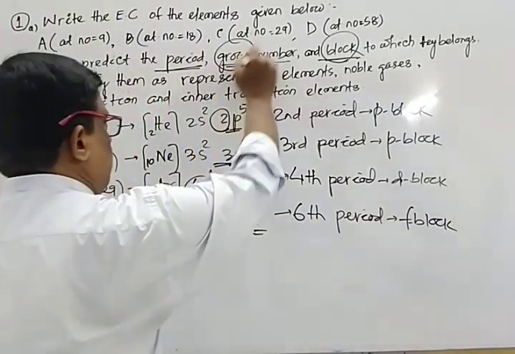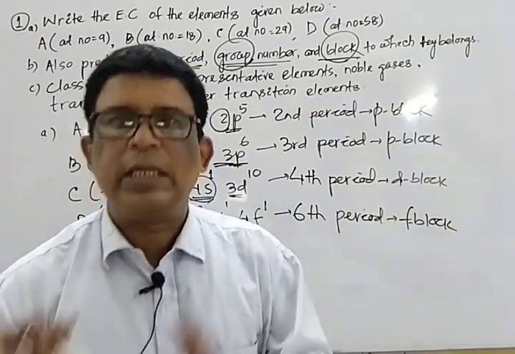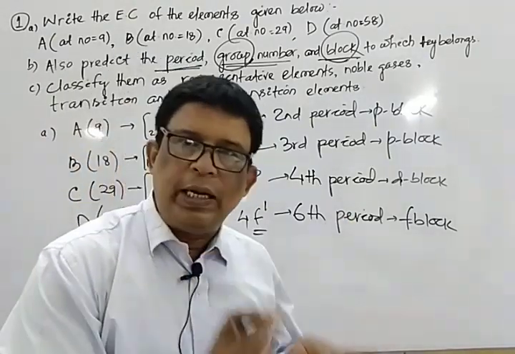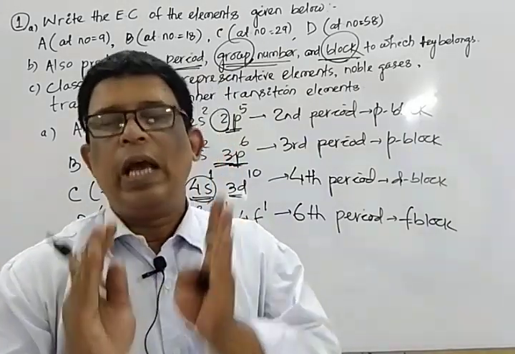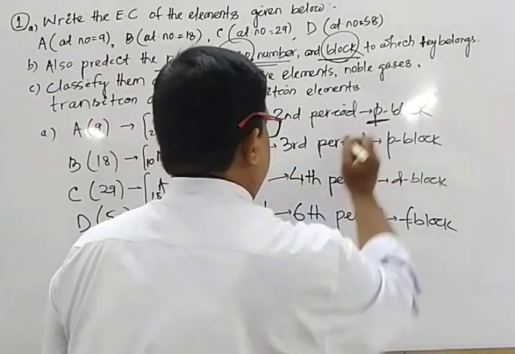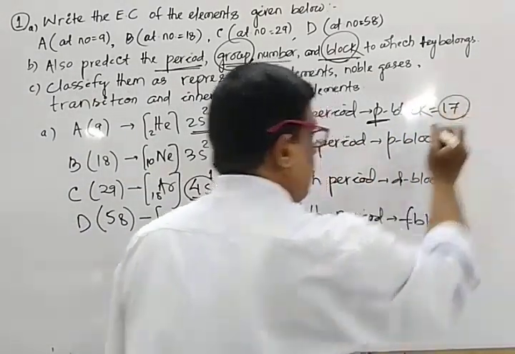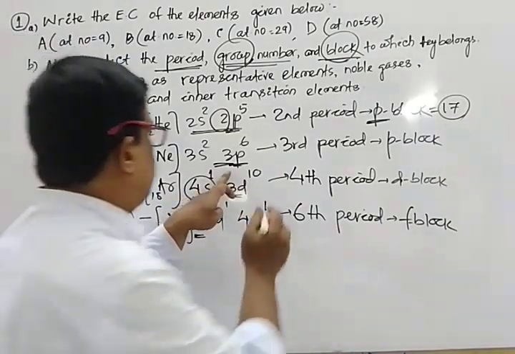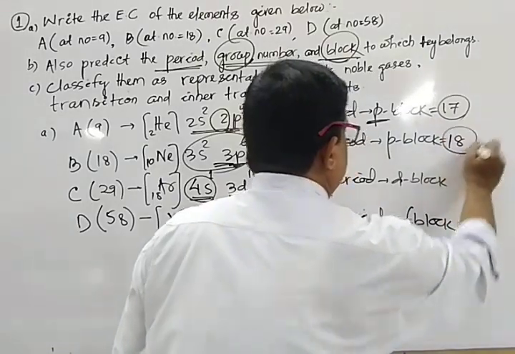Next is group number. We know for S, group number is the number of valence electrons. For P, group number is 10 plus valence electrons. For D, it is the number of electrons present in the penultimate (n-1) d subshell plus the number of valence electrons. Mark that. As it is a P block, so 10 plus valence electron, that is 10 plus 7, that is 17. It is also P block, so 10 plus valence electron 8, that is 18.